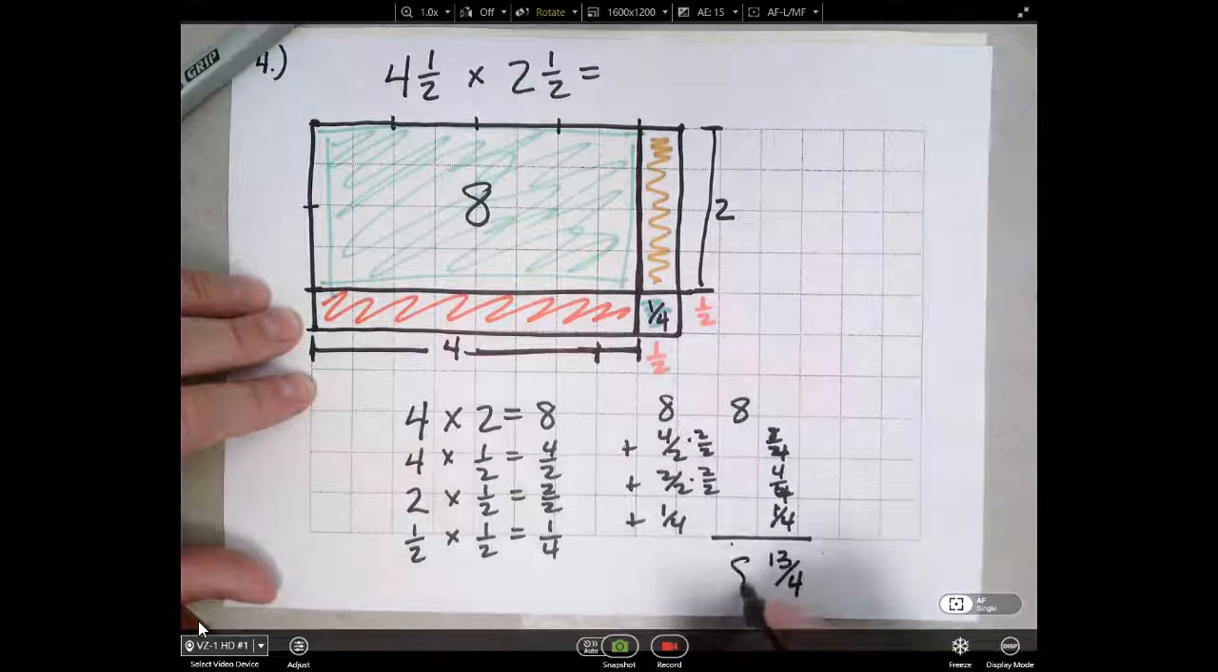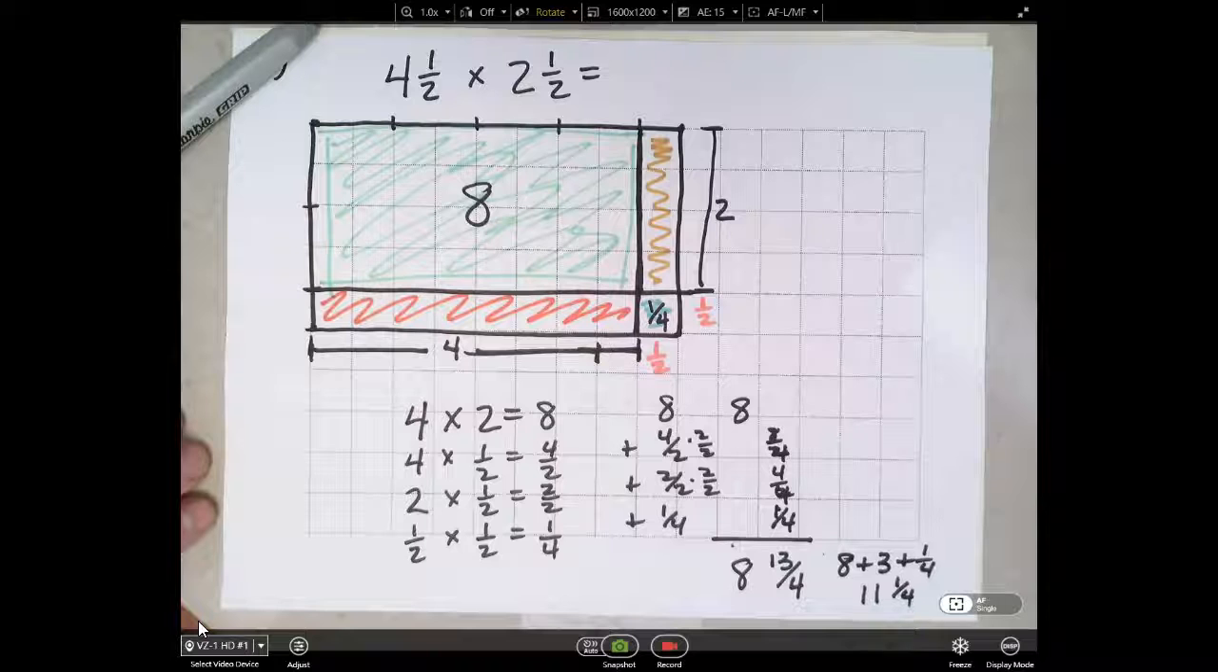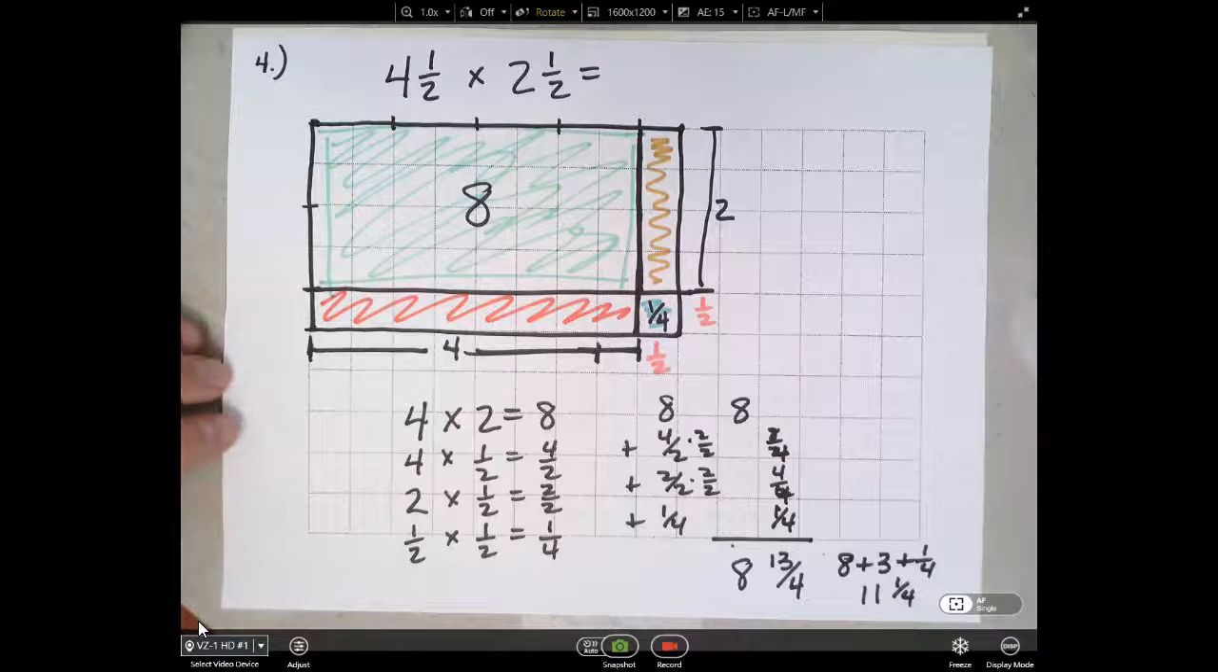And I have 8 in the whole column. But I can change this to a mixed number. 13 fourths is 3 and 1/4. And so my final answer is 11 and 1/4. Okay? So that's what using an area model looks like with a multiplication problem of mixed numbers.